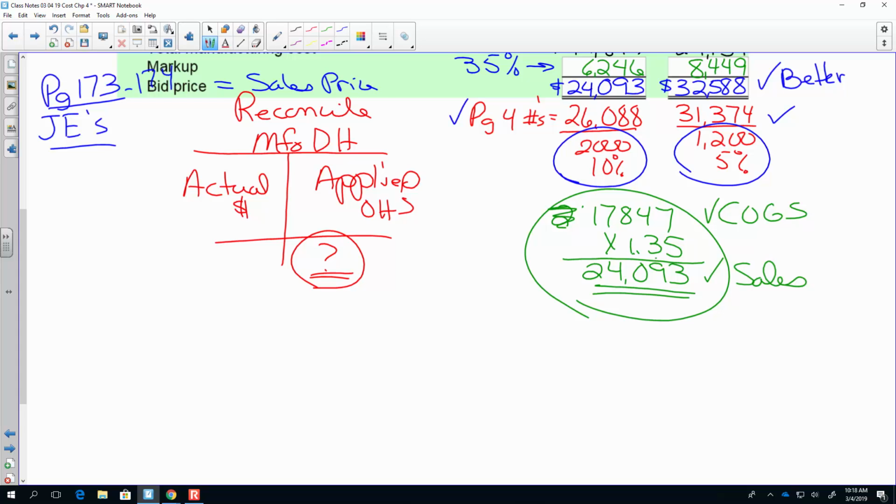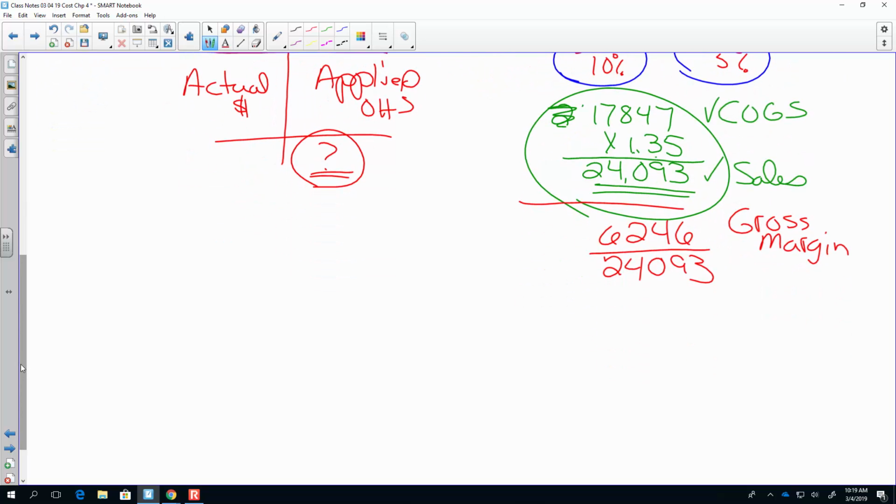Here's an intermediate question. What's my gross margin then? It's the difference. How much is my gross margin, in dollars? It's 6,000 something. 6,246. And 35 is the markup. If you divide by the selling price, what am I getting? I'm getting a margin percentage, which is what? About 26%.